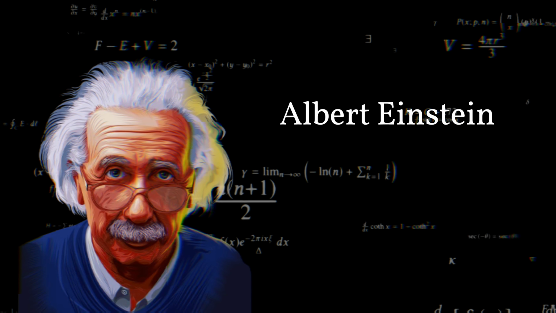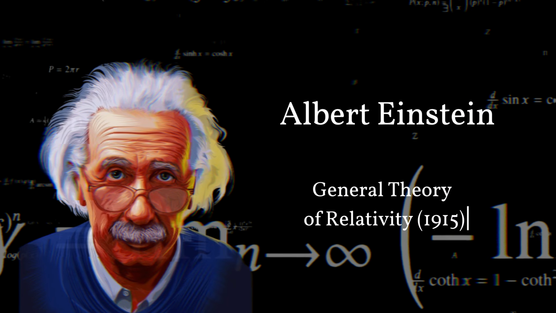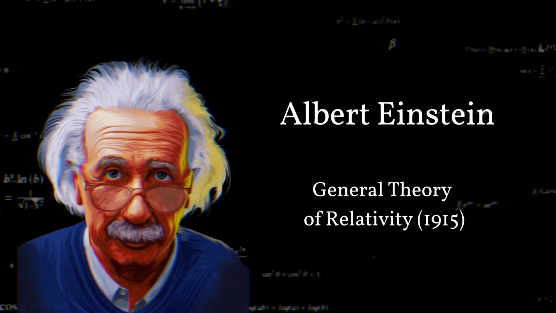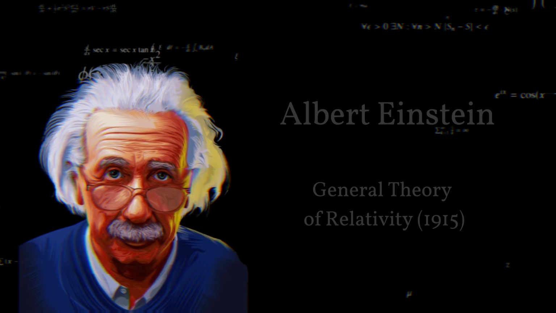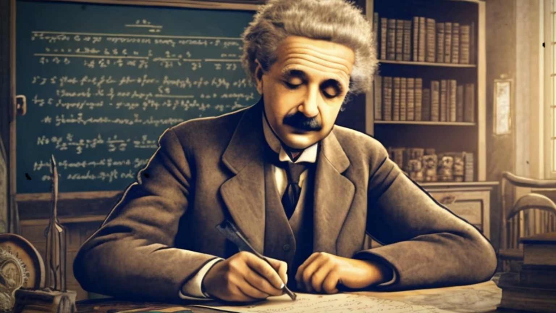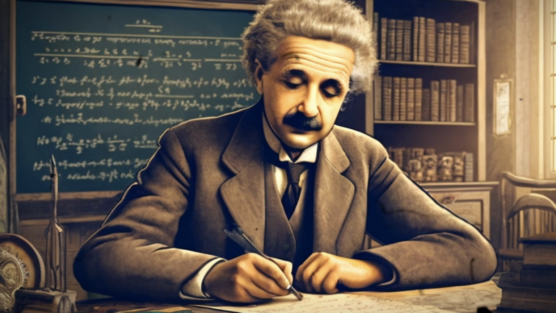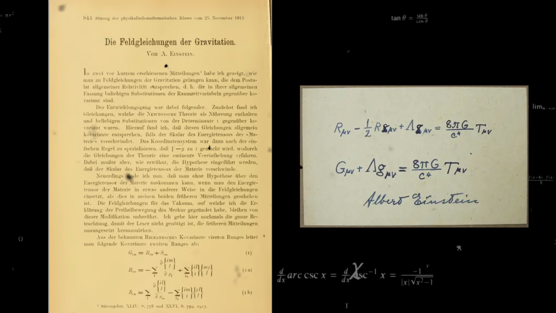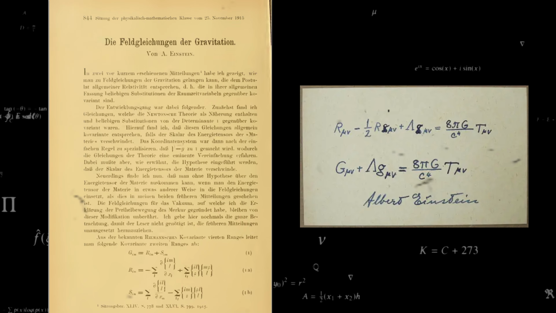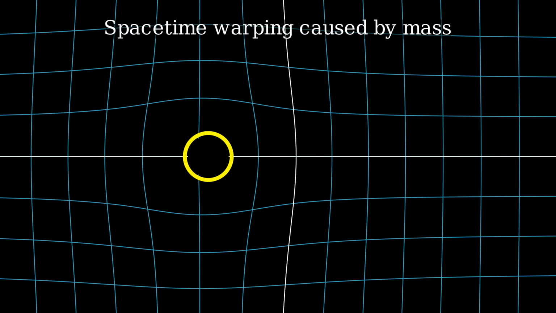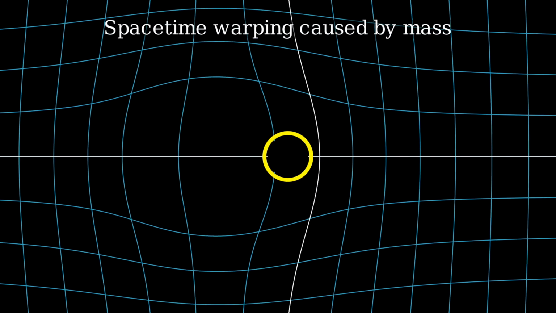Albert Einstein in the year 1915 gave us the general theory of relativity, which changed the whole understanding of space and time forever. He gave us a much more comprehensive theory of gravity, and one of its main implications being how a mass can warp the space-time around it.